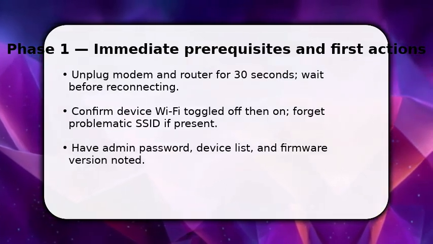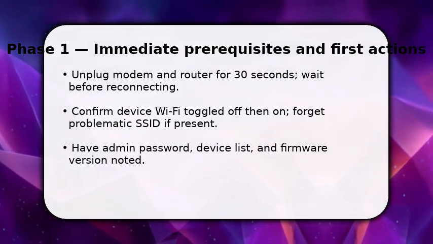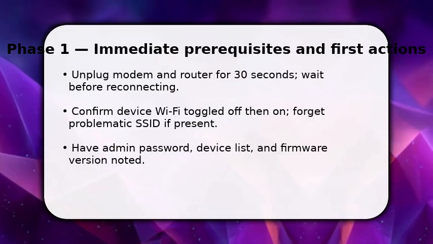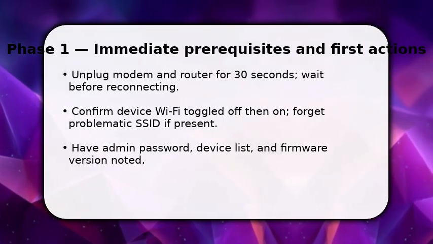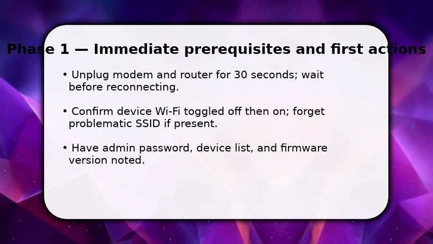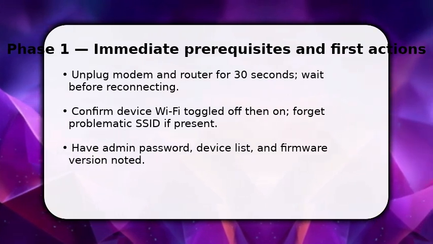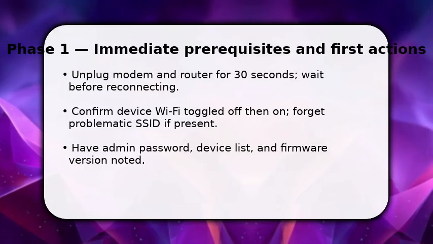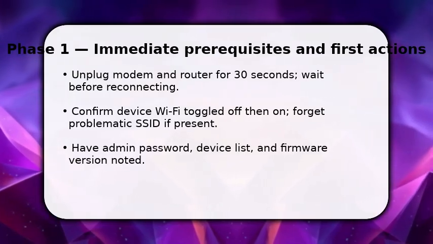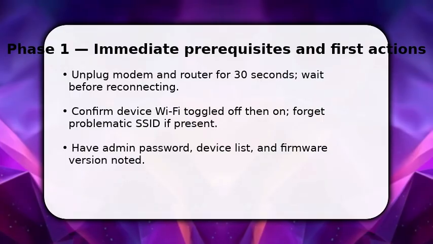Once done, log into the router admin with your password, and note the firmware version. This matters because outdated firmware often causes recurring connection bugs and will determine the next steps. You now update and harden the router. Check firmware and apply the latest stable build, then reboot.